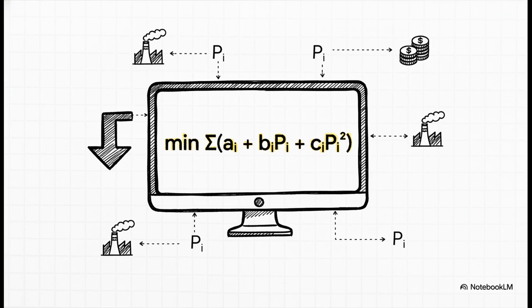And this is how a computer sees that goal. It's not just a vague idea. It's a very precise mathematical formula, kind of like the one you see here. This equation basically represents the total cost of running all the power plants, and the computer's job is to make the answer to this sum as small as it can possibly be.